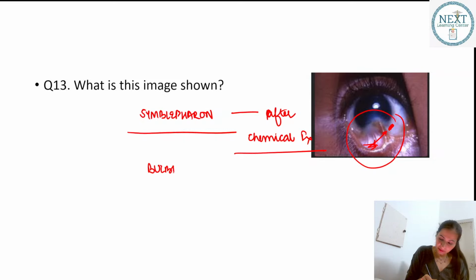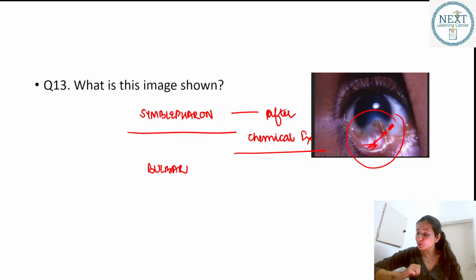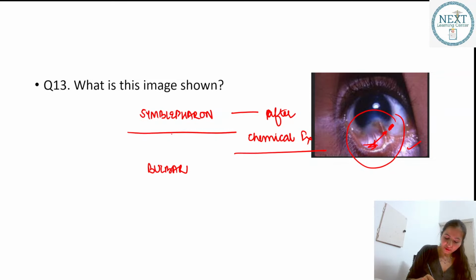You people only have given me the recall question. So if it is given to me, that's why I'm discussing, no? Are you talking about limbal dermoid or are you talking about symblepharon? Okay, so symblepharon, what happens is the bulbar and the palpebral conjunctiva are attached to each other.